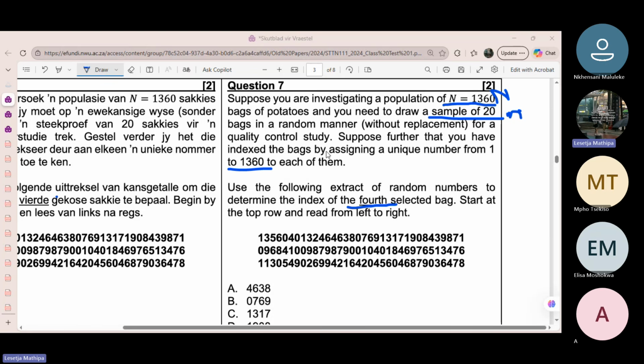Just check this. The first number. I think it's 1,356. Okay, 1,356 because it's less than our population of 1,360. So this is number one. Then can you give us the second element?